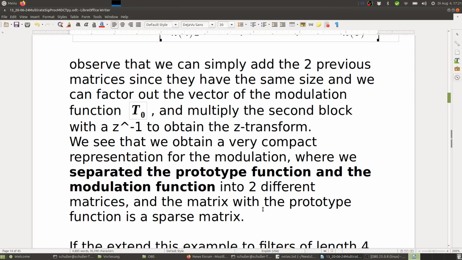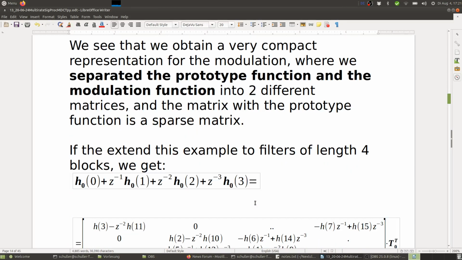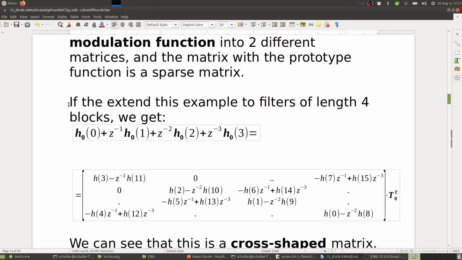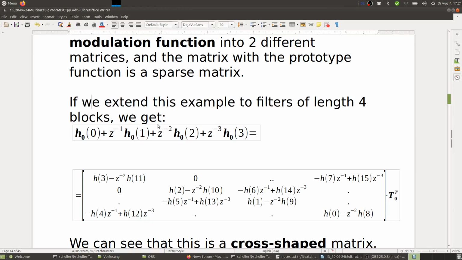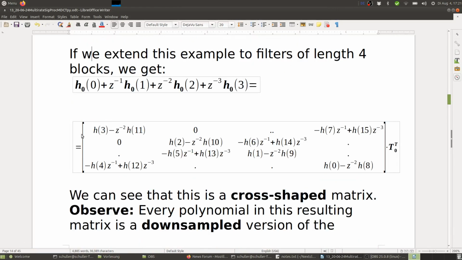So you can also see that the DCT can be implemented very efficiently, so both together give us an efficient implementation. Yeah, so if we extend this example to filters of length 4 blocks, we get this, right? So now we can have 4 blocks. Here we can see the prototype filter now contains 4 blocks, length 4n, and basically we applied the same principle again and again, which you can see here in this matrix.